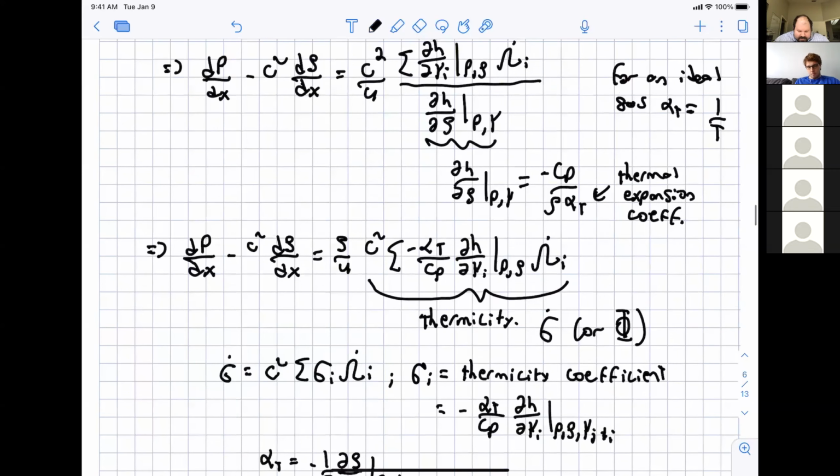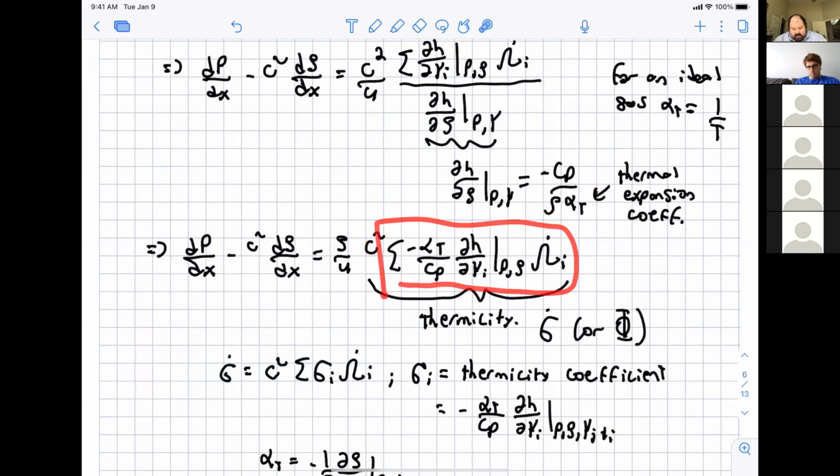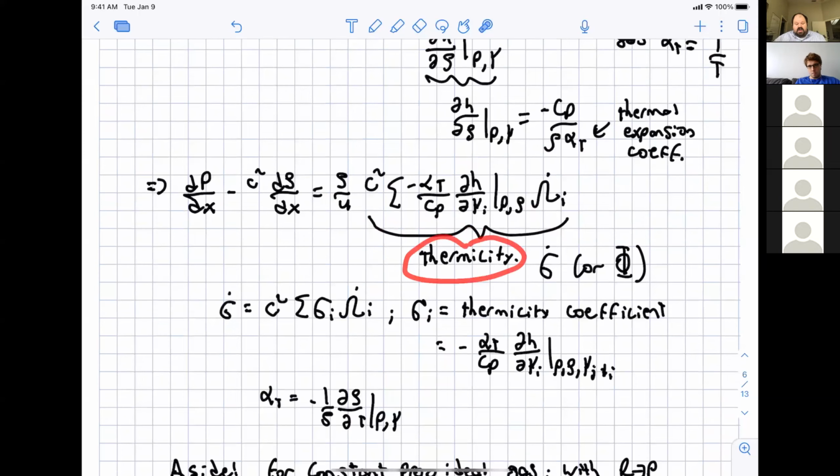Okay. So we basically make this substitution into here, and we wind up with this governing equation here, dp dx minus c squared d rho dx is equal to rho over u times c squared times this term over here, which is minus the thermal expansion coefficient divided by Cp times this partial derivative right here times omega dot I. This term here is actually called the thermicity in the detonation literature, and it's given the symbol either sigma dot or phi or cap phi. I'm going to use sigma dot.